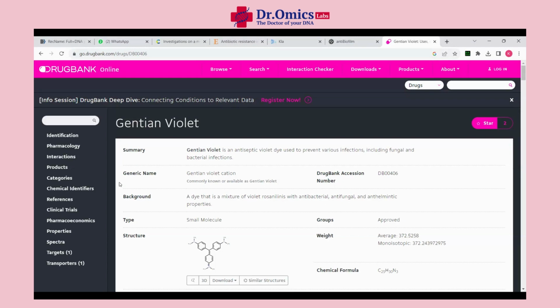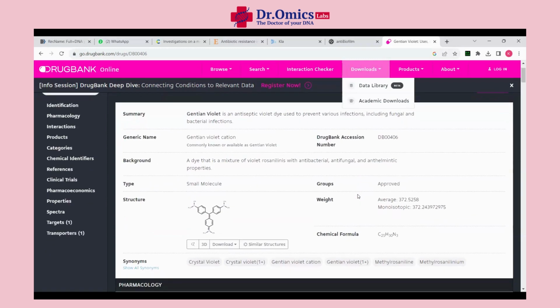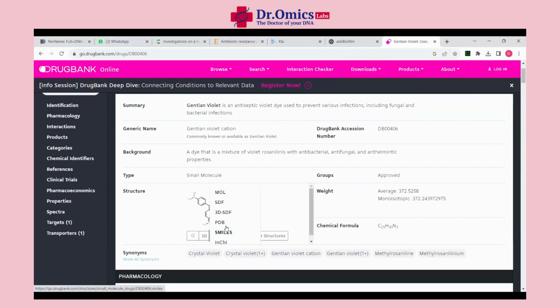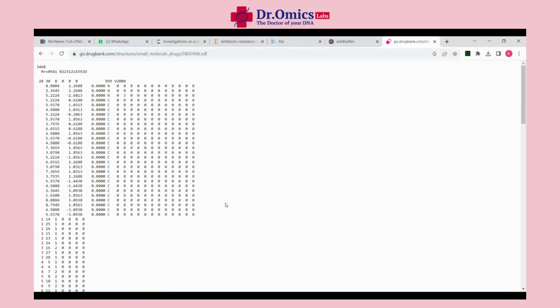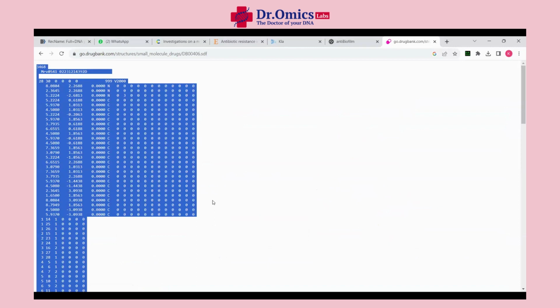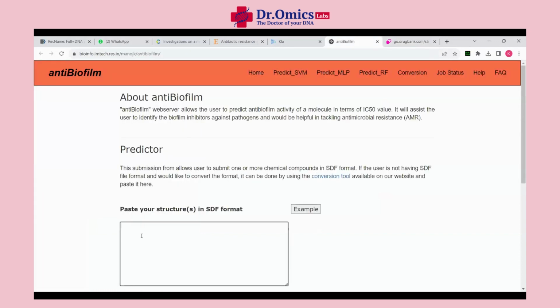So what we'll do is we'll go to download. Madam, go to download. Can you see the download button? Down, below the structure. Yes, 3D download. Yes, click. Then SDF will come. SDF, one SDF. Yes, click. Now copy it. Control A, so everything will be copied. Then copy, Control C. Go to the tool now. Then paste, Control V.